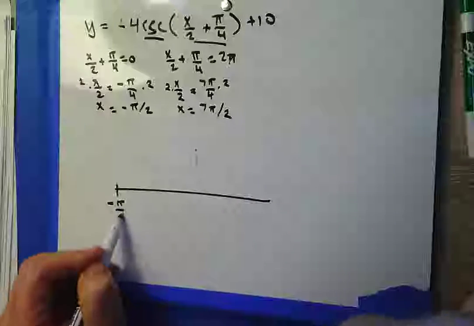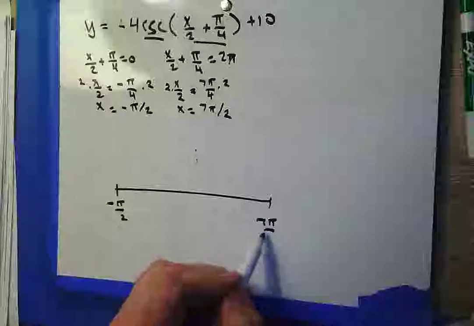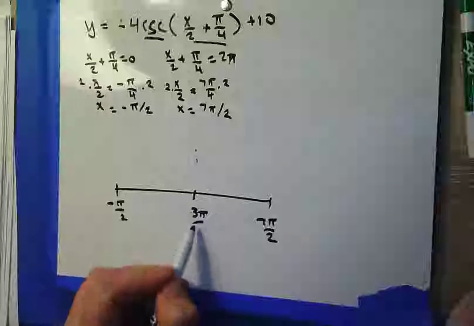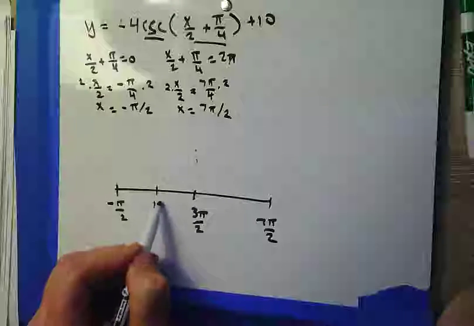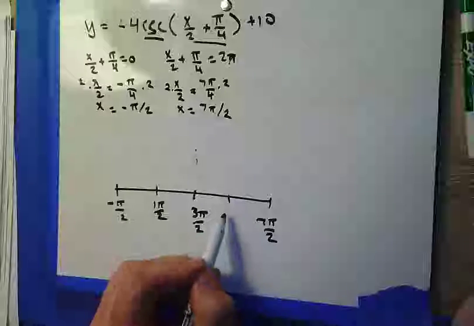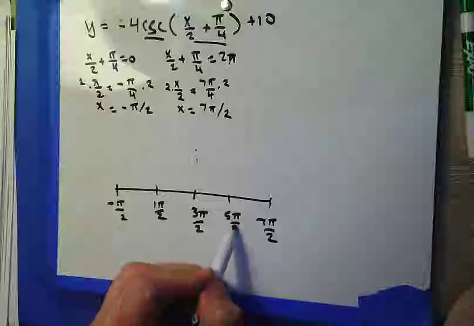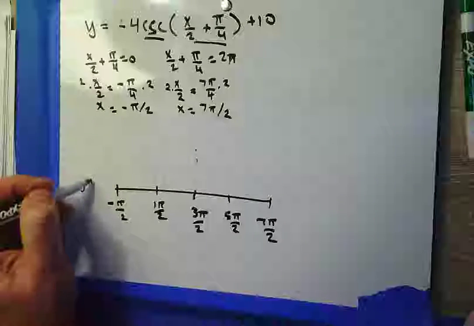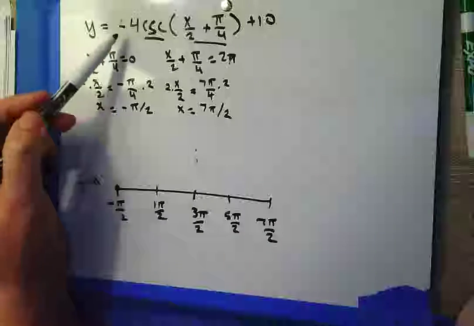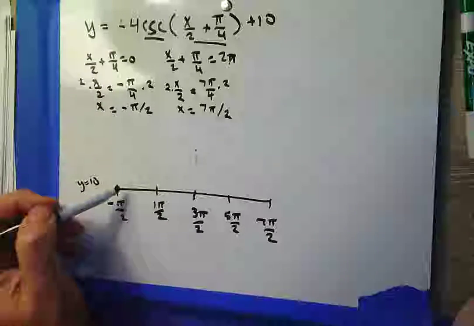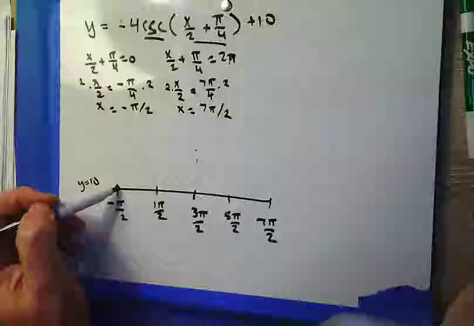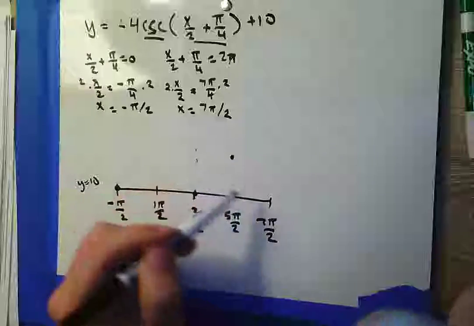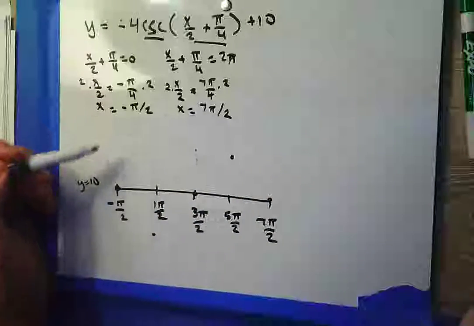So negative pi over 2, 7 pi over 2, halfway is 3 pi over 2, halfway is 1 pi over 2, and halfway here is 5 pi over 2. Okay, this is y equals 10 here. And remember, we have this negative out in front. So yes, I'm going to start on the midline for sine, but I have to go down to the low, back to the midline, up to the high, back to the midline.